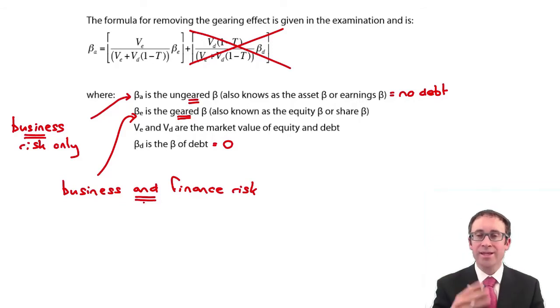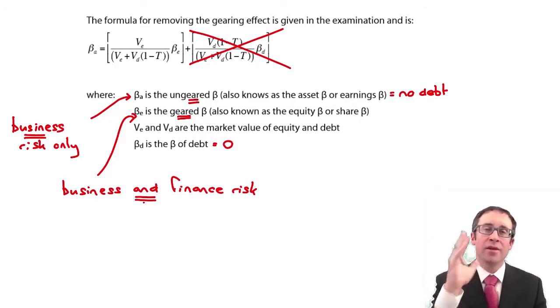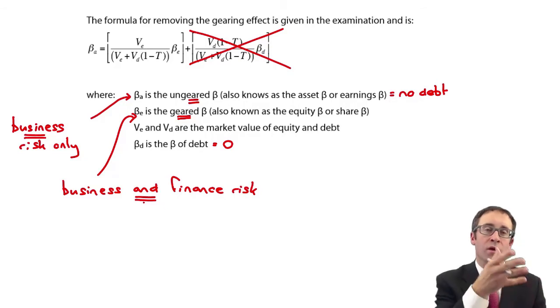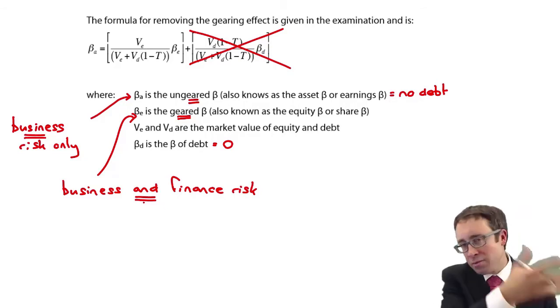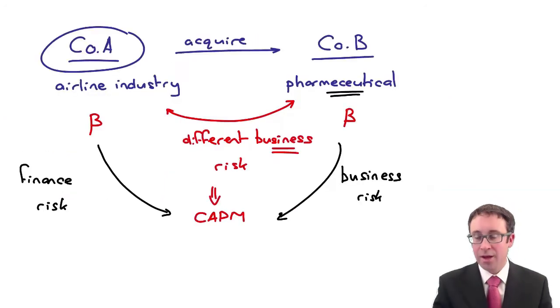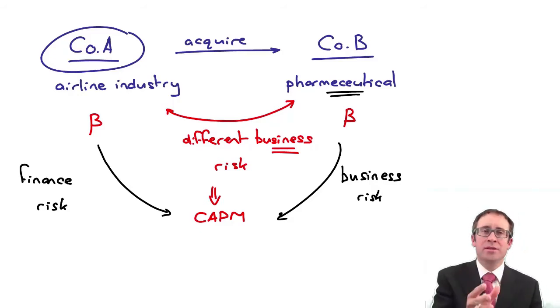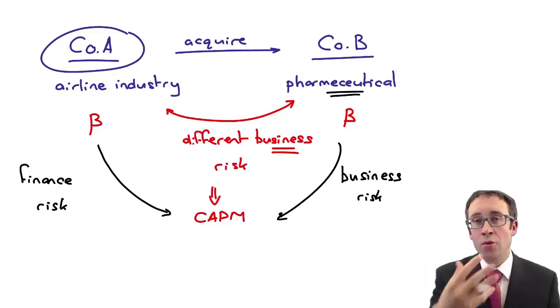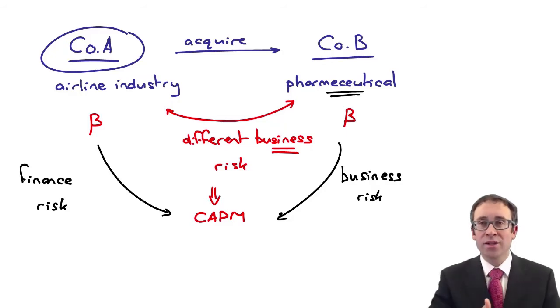So if we can identify a company that has a different level of business risk to ours, we can use that to appraise the project from that different area of business risk that we are applying. We can choose the beta of the other company, company B. We can de-gear it to work out the ungeared beta, the beta purely representing the business risk, and then we can re-gear it to reflect the level of finance risk in our current entity.